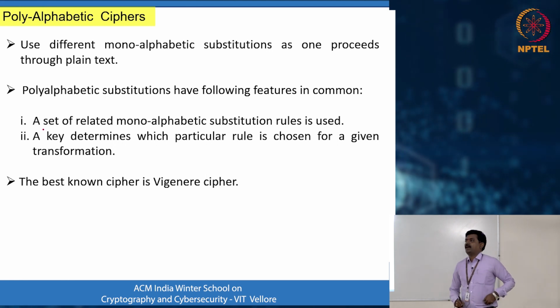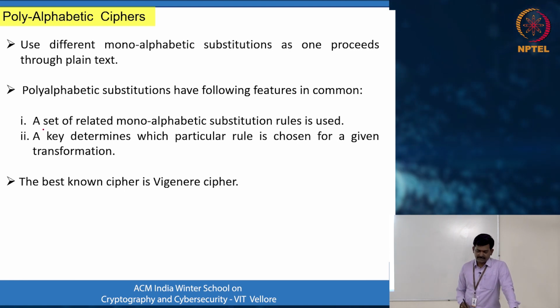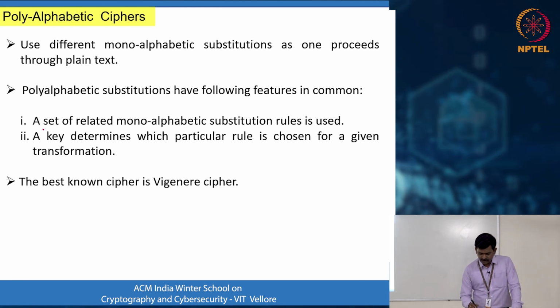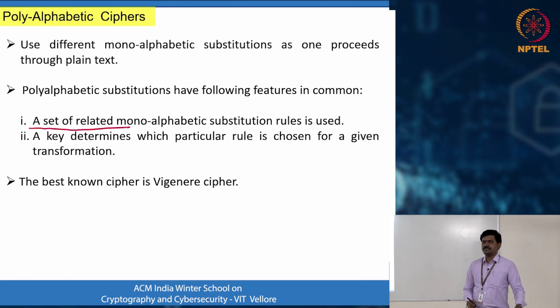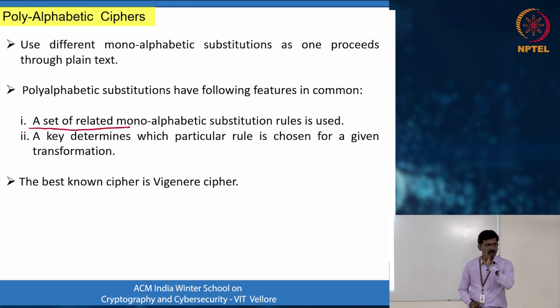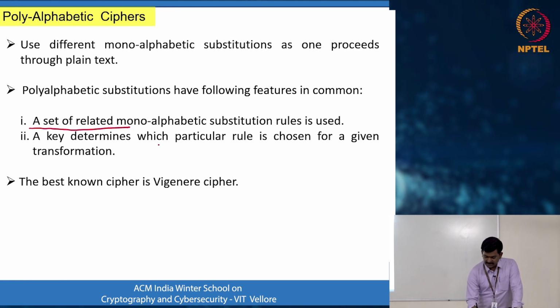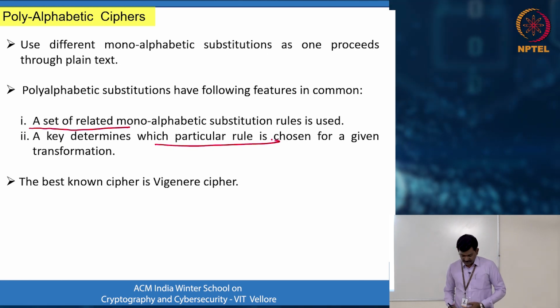Next, another interesting group of ciphers are called polyalphabetic ciphers. What do polyalphabetic ciphers do? We said monoalphabetic, right? This is polyalphabetic. It follows a set of monoalphabetic substitutions. It's not that it follows one monoalphabetic; it follows multiple monoalphabetic substitutions. A key determines which particular rule is to be chosen for a given transformation. That we will see.